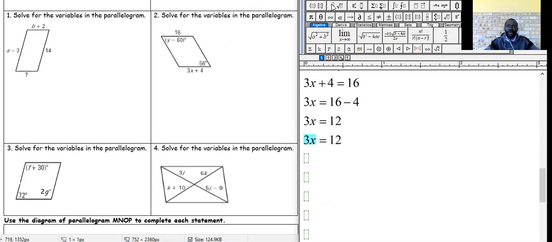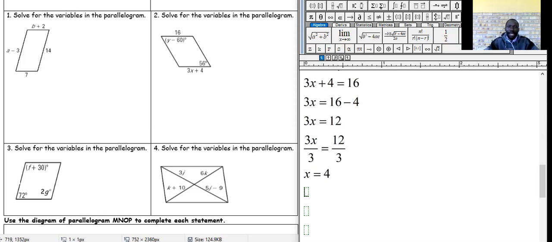So when we divide 3x by 3, on the left-hand side, we are going to be left with x. Then on the right-hand side, we will also have to divide 12 by 3. That will give us a value of 4. See that? So that is how we find the value of x.